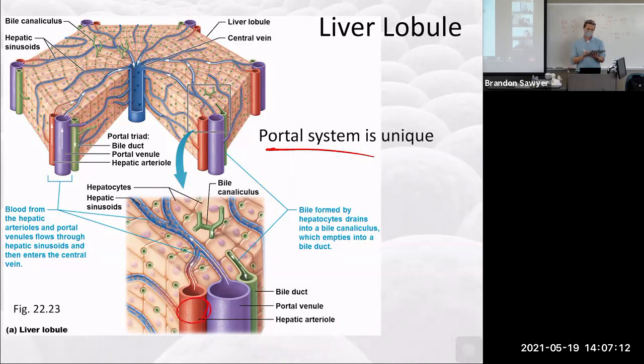We have the hepatic arteriole delivering oxygenated blood, or the portal venule, which would be bringing that blood from the digestive tract, right? And then we also have a bile duct, which we'll talk about in a second. That's going to be heading out the other direction. Okay, but all of that's going in here to deliver oxygen and nutrients to those liver cells, and then eventually connect this way and get back into that central vein and empty out of the liver.